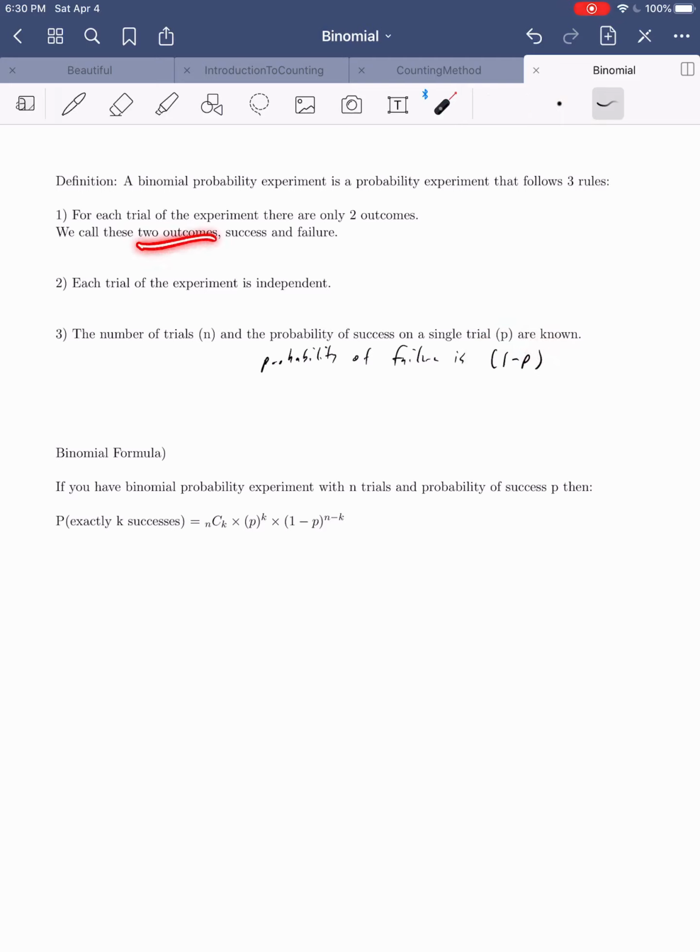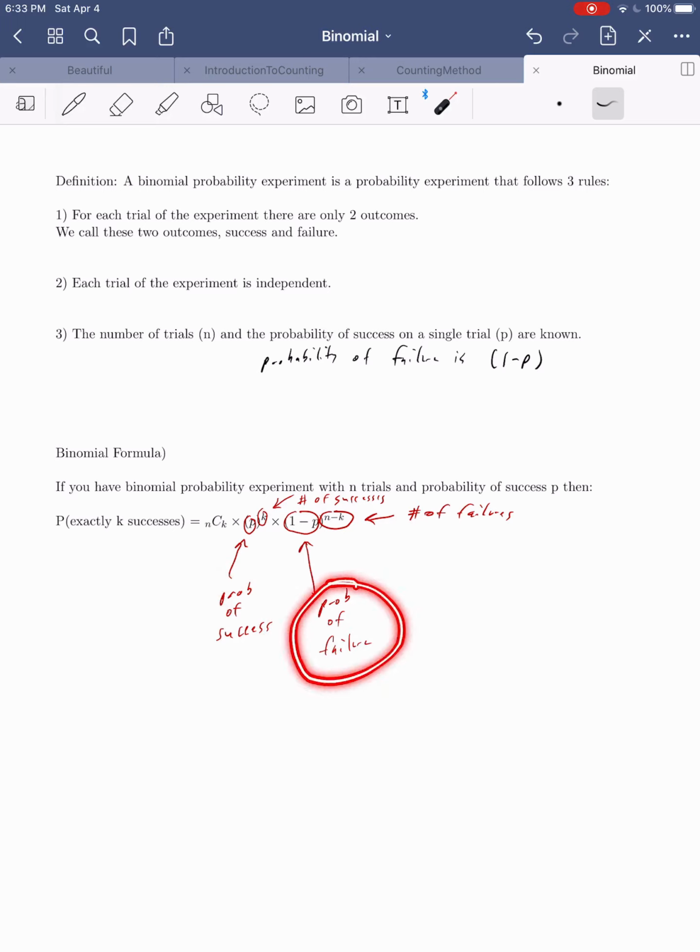Now you might ask yourself, okay, what's this n minus k? Well, if you've got n trials, so you're going to do it n times, and you're going to have k successes, then whatever remains, n minus k, must be the number of failures. So this exponent up here is the number of failures. In other words, you're taking the probability of success and raising it to the number of successes, and the probability of failure and raising it to the number of failures.